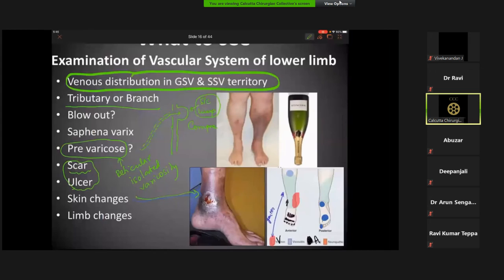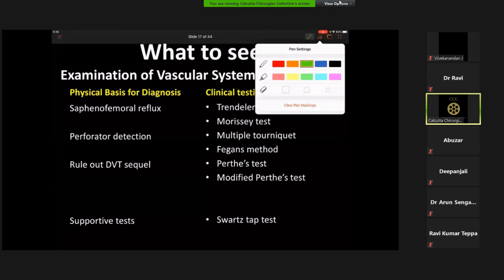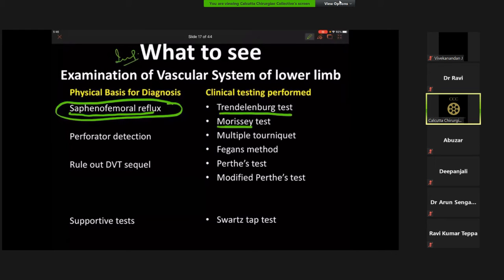Now, the next part is, what are the tests that are done and what is the basis of each test? Now, this chart, guys, is extremely important, because this is exactly what the viva is. Why did you do the Trendelenburg test? To show the saphenofemoral reflux. Now, what is the other test that can show you the saphenofemoral reflux? It is Morris's test. Whereas the multiple tourniquet test is going to show you the perforators and give you an idea.